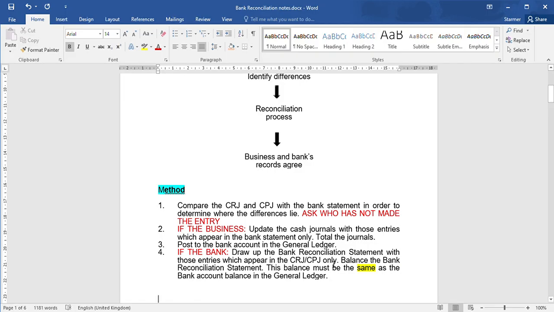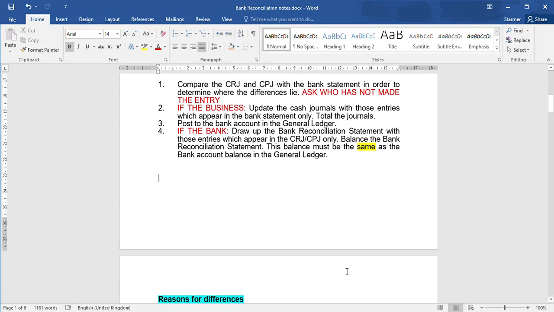Once you get to the end, you're going to total your journals and post to the bank account in your general ledger, and obviously balance that. The last thing you're going to do is you're going to balance the bank reconciliation statement, and once you've done that, you need to check that that balance is the same as the balance that you worked out in your general ledger.